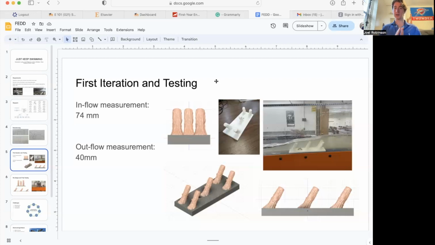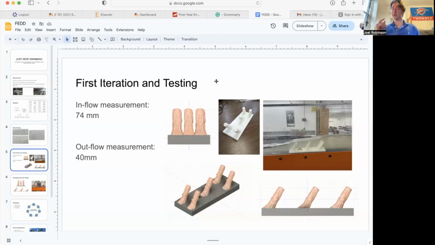We got that measurement from turning on the flume, having the water go through, and then after approximately 3 minutes or so, the water had leveled out to a pace where you could see that the measurement would be accurate to the functionality of the engineered fish passage. So we got 74 millimeters on that. We were quite pleased with that, and the gurus for the FEDD project were also quite impressed with it, which was really nice to see.